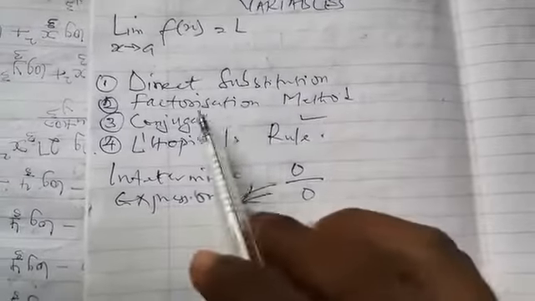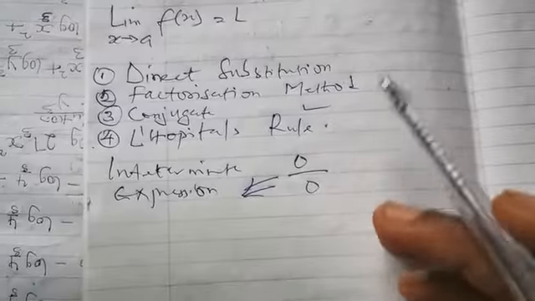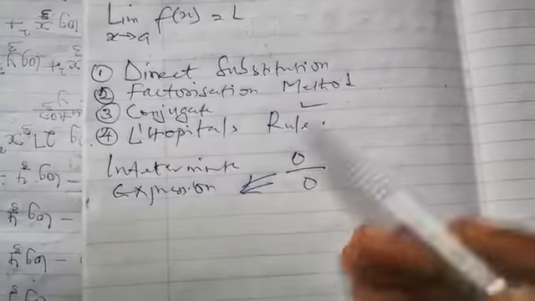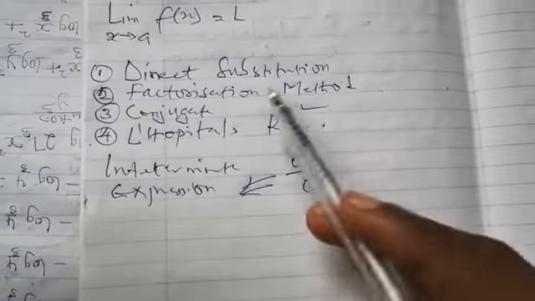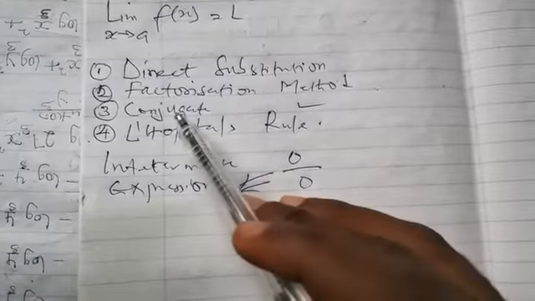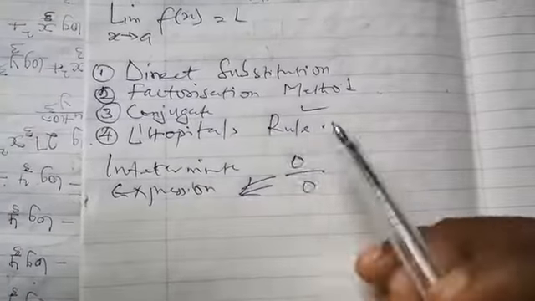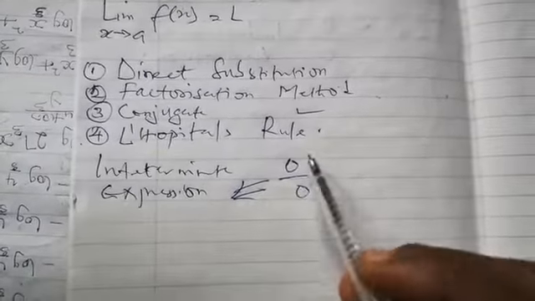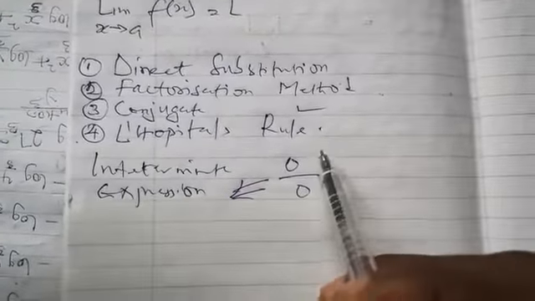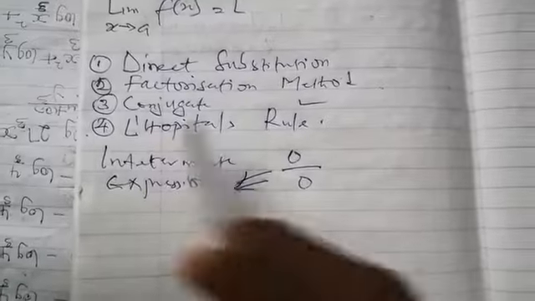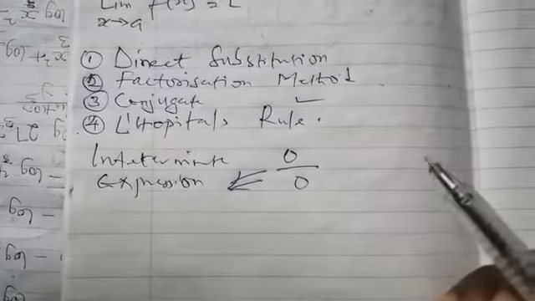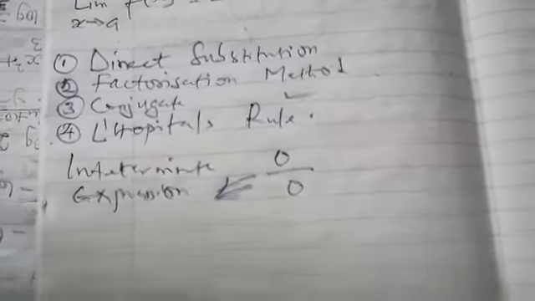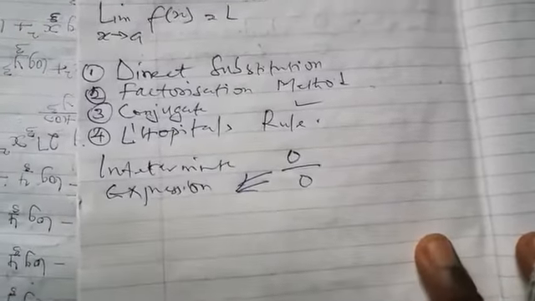Alright, if we cannot factorize the function given to us, it means we cannot apply the factorization method. So we'll try what? The conjugate method. If the function given to us also does not contain a conjugate, it means we cannot apply conjugate. So we'll try the last card, which is L'Hopital's rule. And of course, L'Hopital's rule can never fail. You can actually apply L'Hopital's rule in virtually all the problems and you still obtain the same answer. So in this video, we'll start with the direct substitution method.